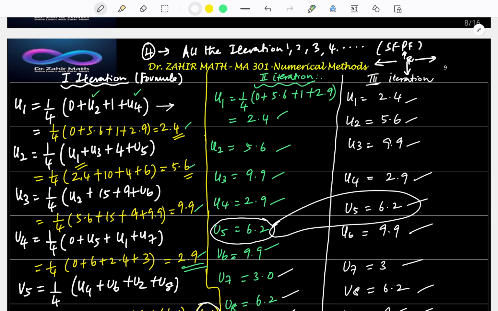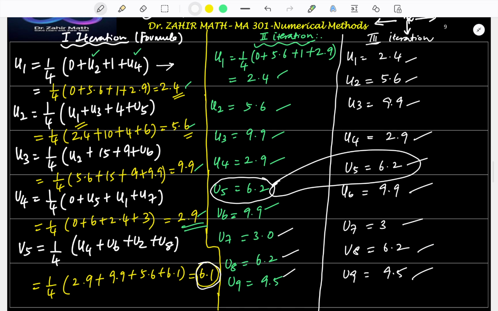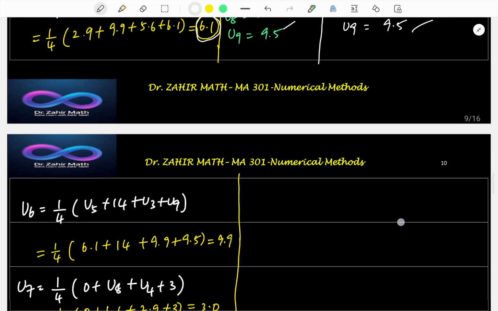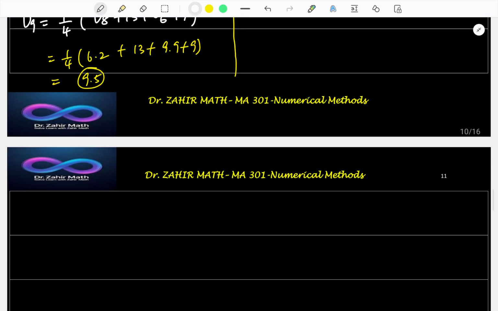In this way, your temperature values are what? u1 2.4, 5.6 and this is 9.9. Okay. Then 2.9 and then 6.2, 9.9, 3, 6.2, 9.5. Okay. Right. So in this way, we are finishing this Liebmann's iteration process. Okay, all of you. Right.